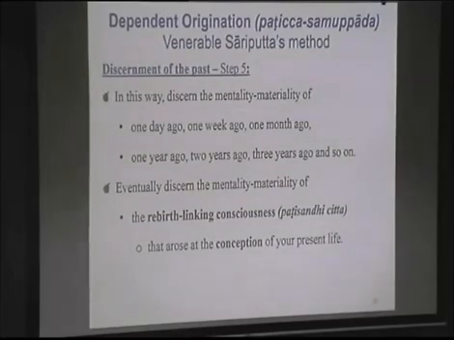Why do you go back to the beginning of this life? Because you are studying rebirth consciousness. Here you find the very first consciousness of this life, the rebirth linking consciousness, patisandhi citta. The rebirth linking consciousness arises at the conception of your present life, the first time. This is very fast: arising, standing, perishing. After that, nama-rupa is already there. So presently, you are discerning rebirth consciousness.